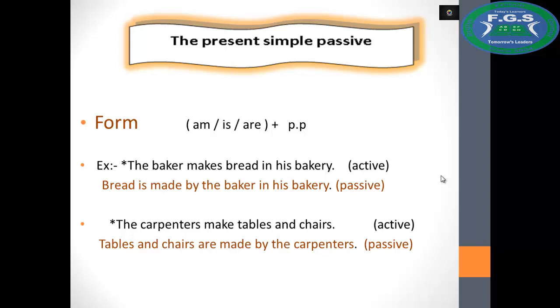So the first part in our grammar is the present simple passive. The form of the simple present passive is am or is or are plus PP. For example, the baker makes bread in his bakery.